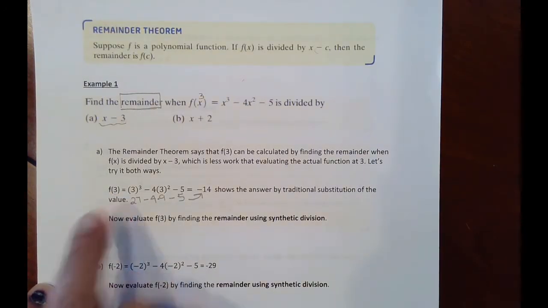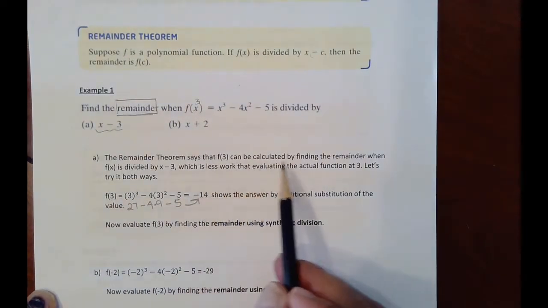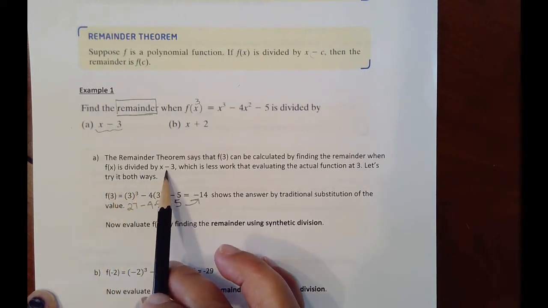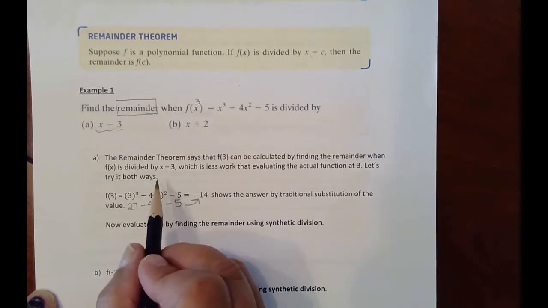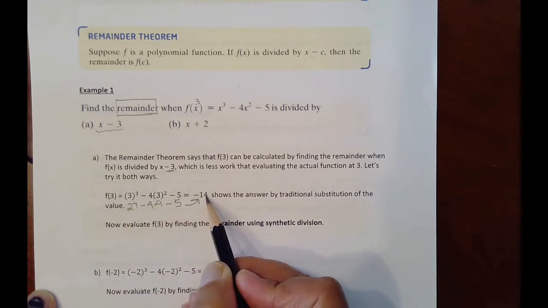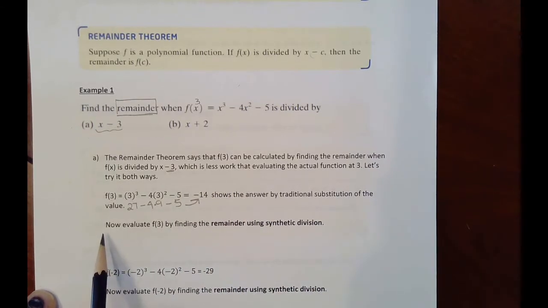But what this theorem is saying is that if you just use synthetic division instead of plugging in, you're going to be dividing by x minus 3. So the remainder theorem says that f of 3 can be calculated by finding the remainder when the function is divided by x minus 3. And since we're using synthetic division, you remember from the previous sections that you always switch the sign anyway. So the same number that you'd be plugging in here is the number that you would see if you performed synthetic division. So let's now evaluate f of 3 by finding the remainder using synthetic division.